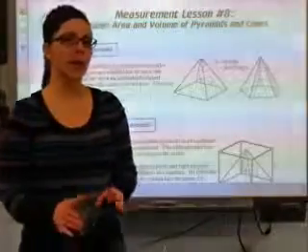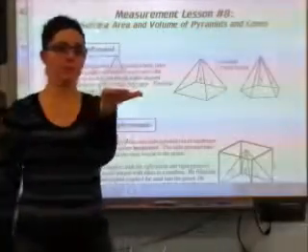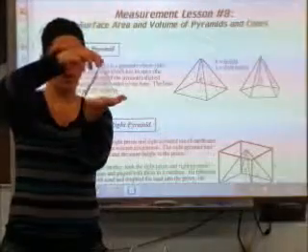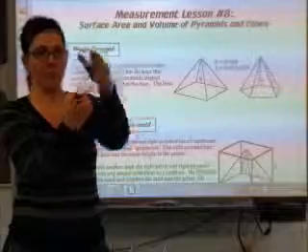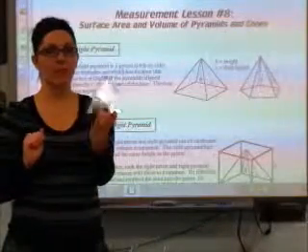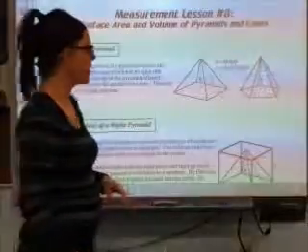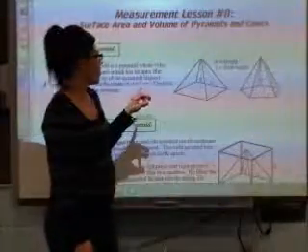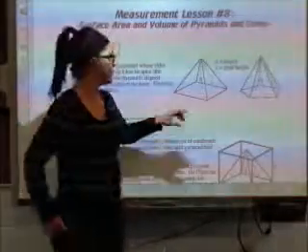Well, a pyramid has one base, which means that everything meets at a point, either at the top or it could be at the bottom if I flip it over. And the lateral faces this time, instead of being rectangles, are now triangles. So when I'm looking at a pyramid, there's a couple of measurements I have to be careful of.